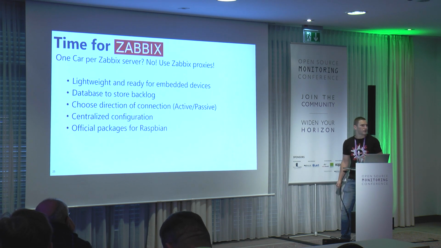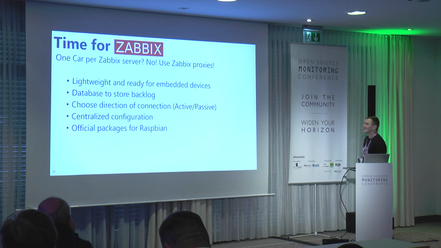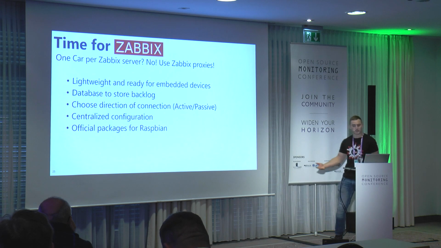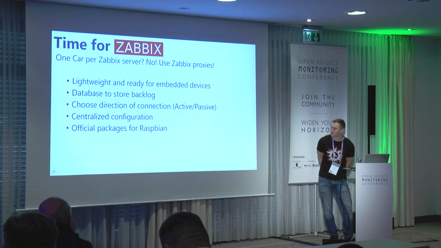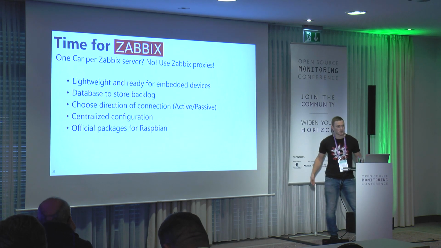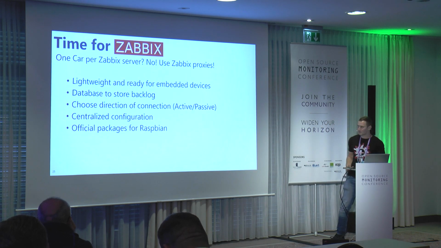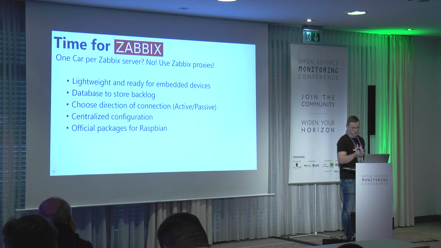1 car per server? No, not at all. Use Zabbix Proxies. Remember I mentioned them in the beginning, so we're not limited at all to the amount. Lightweight and ready for embedded devices. I'm talking about a proxy. There is also a database to store the backlog if, let's say, we're talking about cars which might be driving in different places and the internet connection might go out. Choose direction of connection, so the proxy could be both active and passive, so pushing the data or receiving the data from the server. Centralized configuration in 1 single front end, and we do have official packages for the Raspbian.